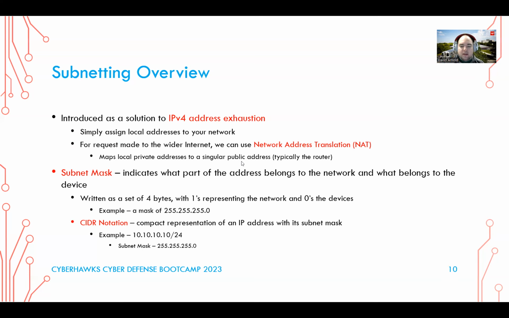It's written as a set of 4 bytes, and each one represents what belongs to the network and what belongs to the devices. We'll see this as we do some of the math, and it'll be a little bit clearer on exactly what that means. But we also have CIDR notation, which is a more compact representation of what that IP address is. So for example, we have 10.10.10.10/24. And the /24 just tells us how many ones there are. So there's going to be 24 ones in this address here. It'll turn into 255.255.255.0. So that's just the very basics of that subnetting.